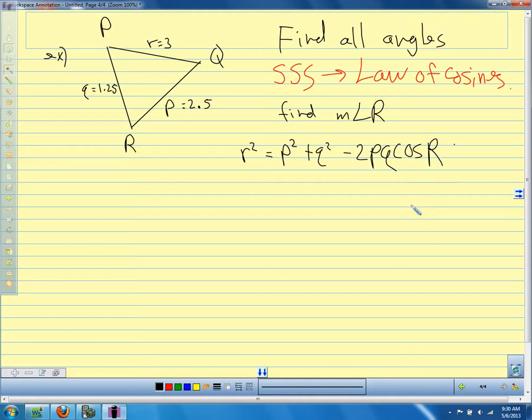So now I'm ready to plug in numbers. So I have 3 squared equals P squared is 2.5 squared plus Q squared 1.25 squared minus 2 times 2.5 times 1.25 times the cosine of R. So there's all my numbers. And I'm trying to find angle R. So we'll end up solving for cosine of R.